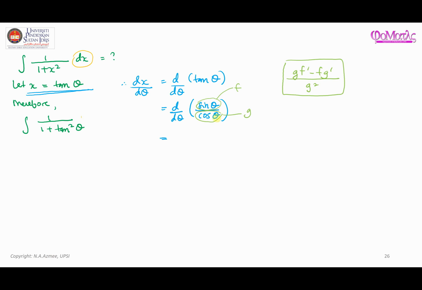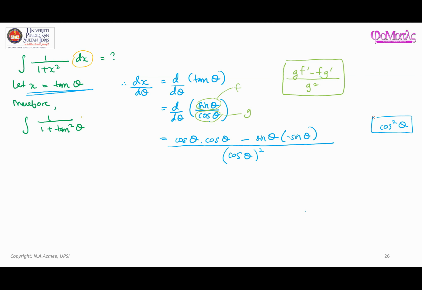Now g is cosine of theta, and if you differentiate f, you will get cosine of theta as well, minus f, which is sine of theta, and if you differentiate g, you will get negative sine of theta, over cosine of theta squared. We can either write it in this form, or you can also write it in this form.